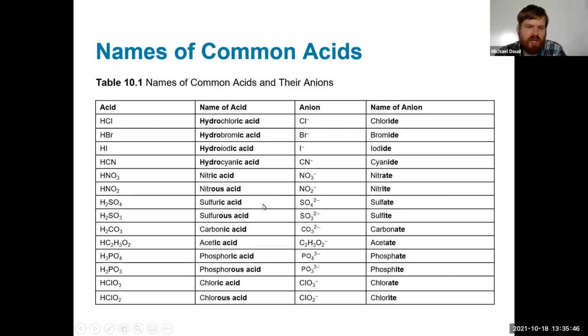So here's a table of it. Again, you don't have to memorize this. It's just provided for you here, so you can go through it. For example, nitrate, NO3 minus, when it's turned into an acid with hydrogen ion, becomes HNO3. That's known as nitric acid.